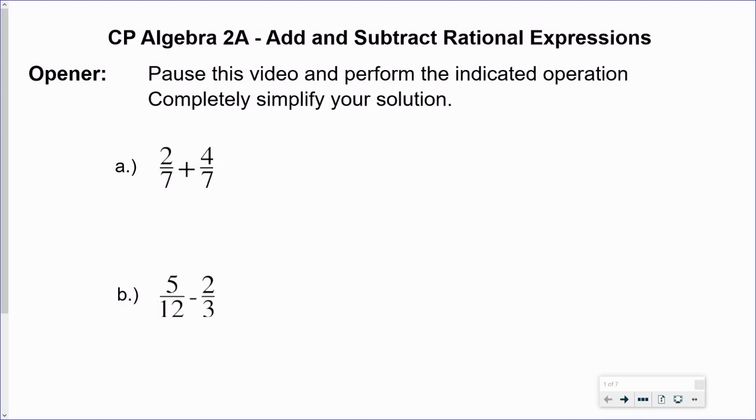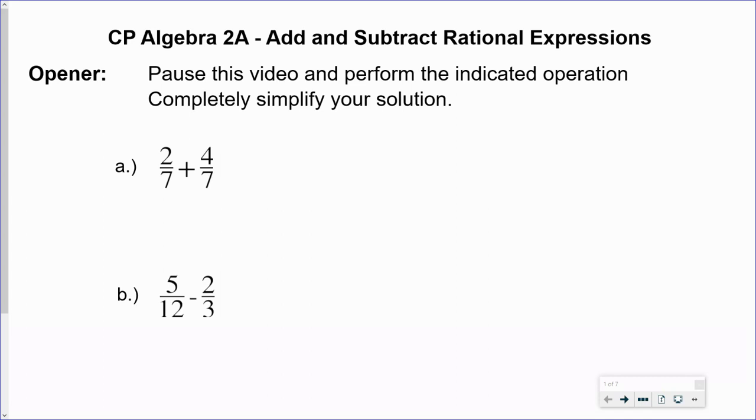Now, the good news is that the rules that apply to rational numbers also apply to rational expressions that contain variables. So in this opener, what we're going to do is review how to add and subtract fractions to set the stage for adding and subtracting rational expressions. What I'd like you to do right now is just to pause this video and to perform the indicated operation and then completely simplify your solution. And in a minute, we'll come back and we'll complete these two problems.